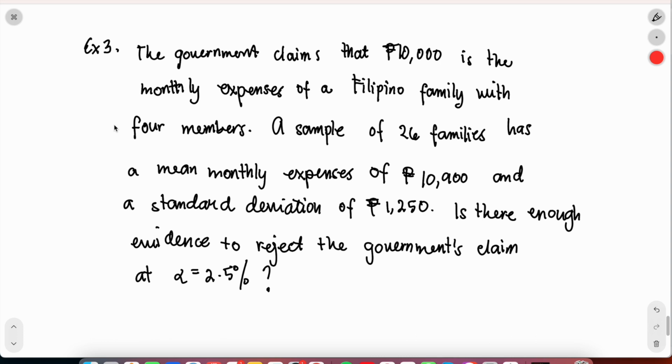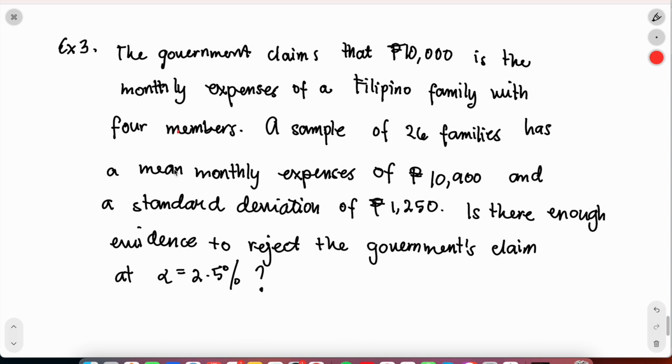So here you have the government claims. The government claims that 10,000 pesos is the monthly expenses of a Filipino family with 4 members. So do you believe that 10,000 for a Filipino family with 4 members? Sheesh. A sample of 26 families has a mean monthly expenses of 10,900 pesos and a standard deviation of 1,250 pesos. Is there enough evidence to reject the government's claim at 2.5%? So I'm going to help you out here, class.